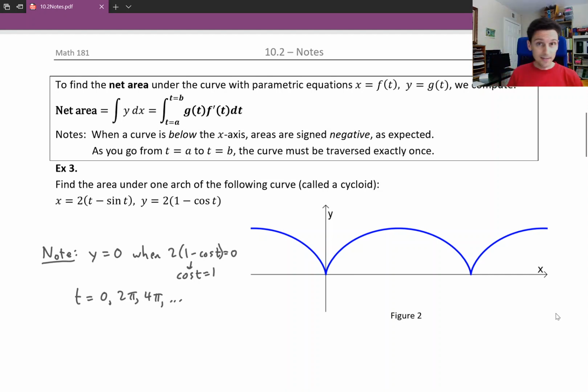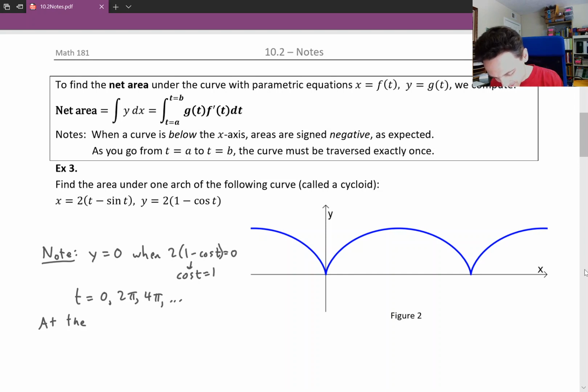Now, those are the t values. Those are not the x values. So at those t values, we can plug them into the x coordinate to figure out what the x coordinates are going to be for each of these arches, the ends of each of these arches.